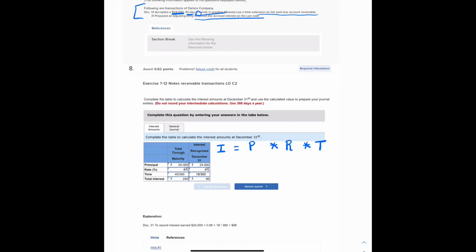Now in class, I always tell y'all to keep time over 12 months, and that's true. But in this case, we were given interest on the amount of days. They told us to say 45-day note, so we're going to want to keep time based on 360 days. And they tell us that right here. Use 360 days in a year, not 365. So we'll go ahead and do that. So for the total through maturity, I'm taking the full 45 days times the rate that they gave us, which was an 8% note. So this is 8% times the amount of the note, which was $24,000. And that'll give me the total interest over the life of the note. And if you do that math, it will come out to be $240.